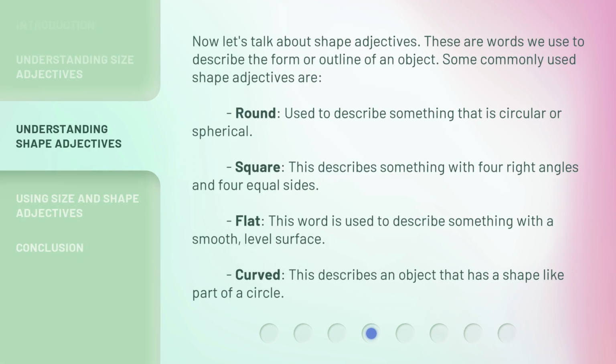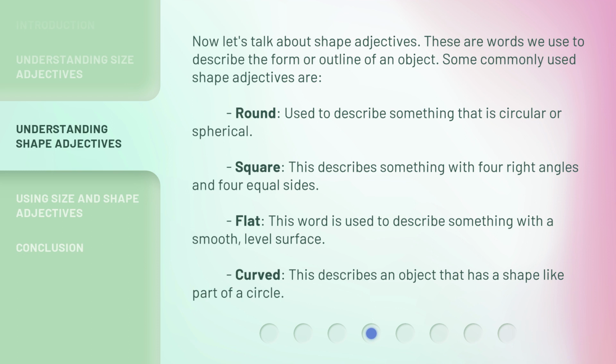Now let's talk about shape adjectives. These are words we use to describe the form or outline of an object. Some commonly used shape adjectives are round, used to describe something that is circular or spherical.